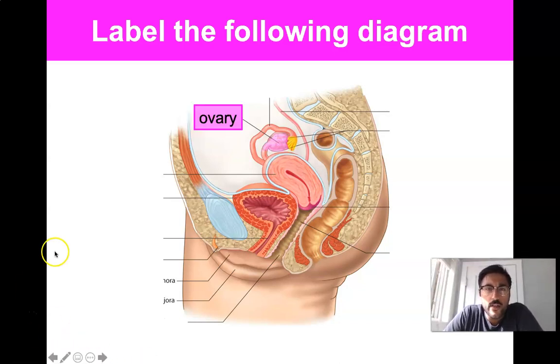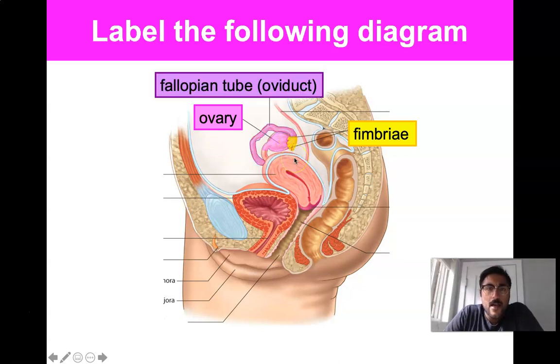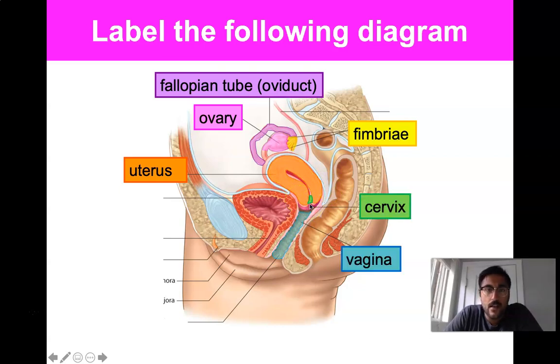So we've got the ovary. We'll talk about each of these in detail in a moment. These little finger-like projections called fimbriae. The fallopian tube, also known as the oviduct, depending on what textbook you're looking at. The uterus, the cervix, so the cervical opening of the uterus. The vagina, the ureter, part of the urinary tract.